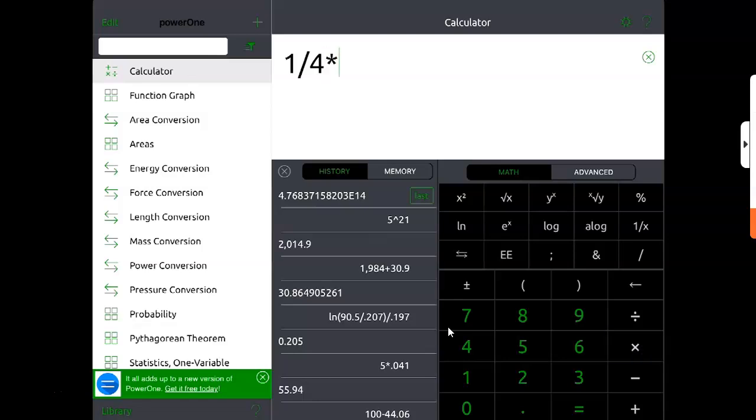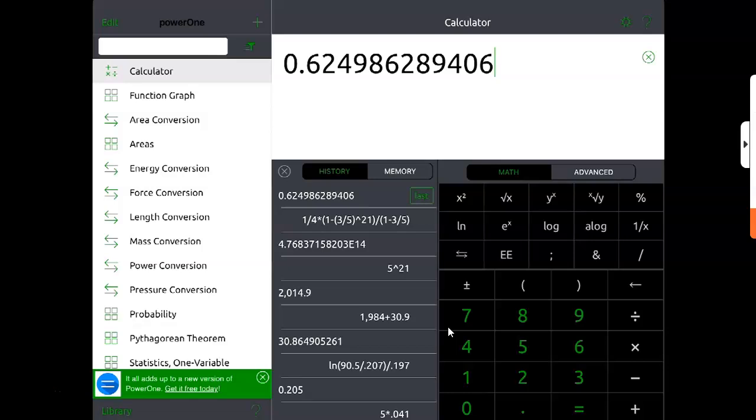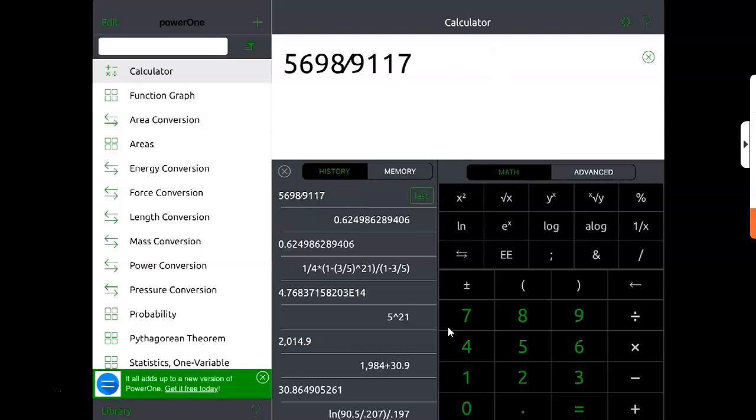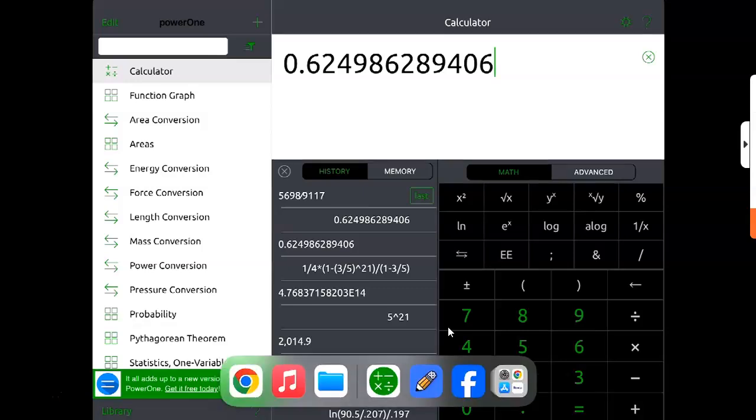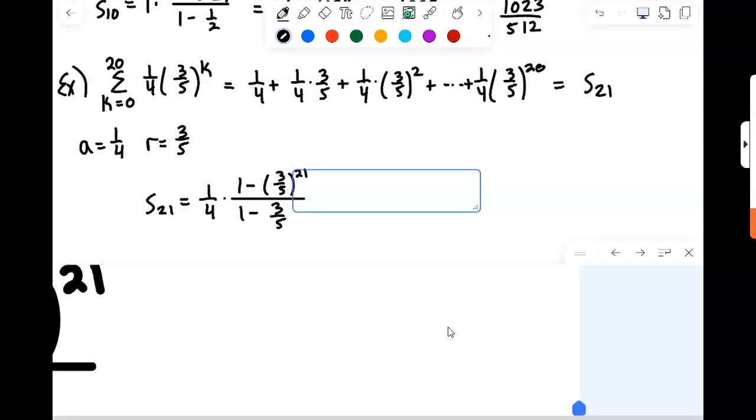1/4 times parentheses 1 minus 3/5 raised to the 21st power. That's my numerator. Divided by 1 minus 3/5. Okay. So we get 0.6249 and so on. I don't know if my calculator can even convert that correctly to a fraction or not. So I'm just going to round off and say that's roughly 0.625.